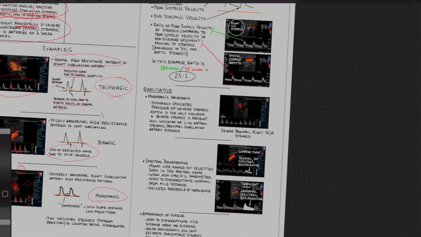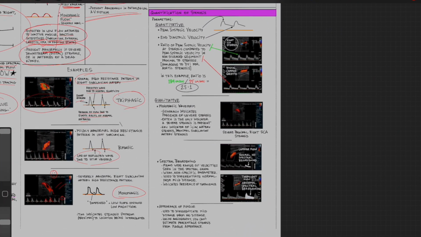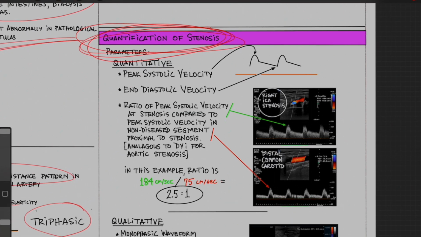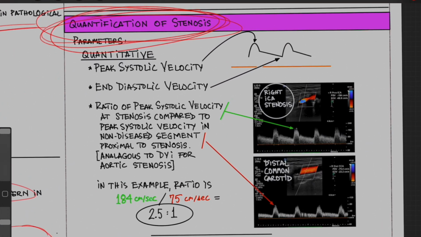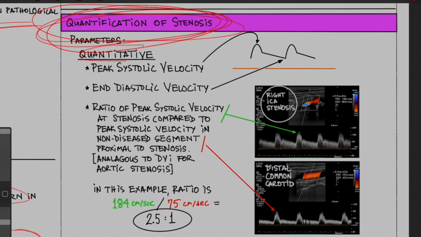Last thing. Quantification of stenosis. So it's the part you're waiting for, probably. We'll start with quantitative parameters. Peak systolic velocity, which would be here on the tracing, and end diastolic velocity. That's not something we use in echo-land, so that's something new. The end diastolic velocity is a parameter.